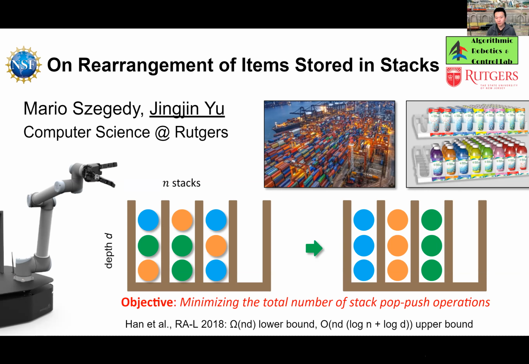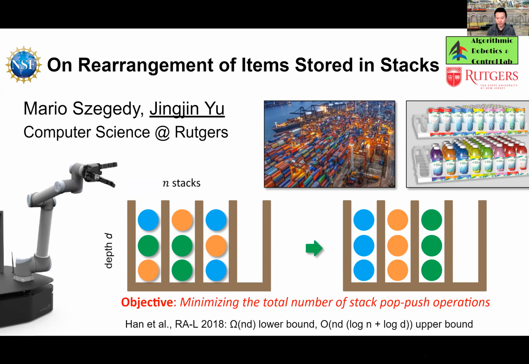The problem may also be fully labeled. That is, each item can have a unique label. The problem finds applications at container shipping ports where containers may need to be sorted, or sorting items at grocery stores and so on.